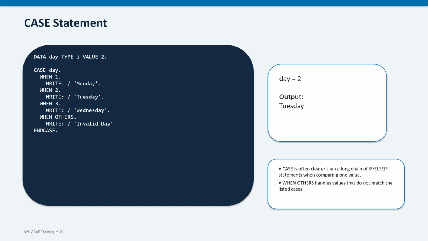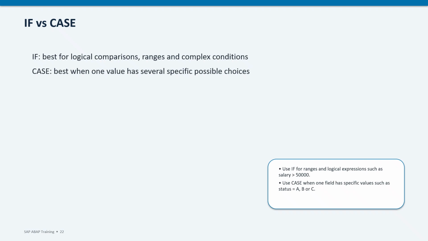And the next one we'll discuss is the CASE statement. The CASE statement is used when we need to compare one value with multiple possible values. Here day is type I integer, value 2. CASE day: WHEN 1 it's Monday, WHEN 2 it's Tuesday, WHEN 3 it's Wednesday, and OTHERS it's an invalid day. In this case the value is 2, so the output will come as Tuesday.